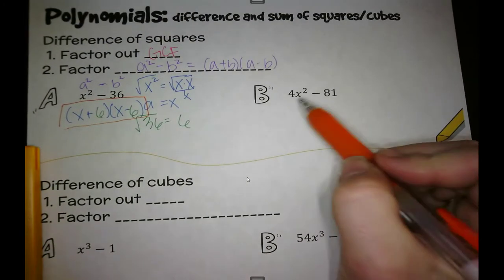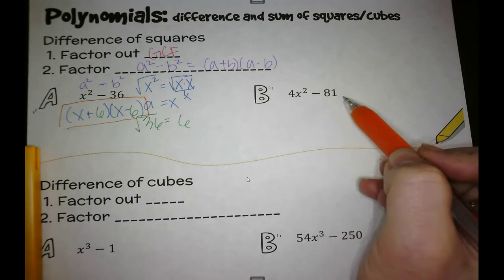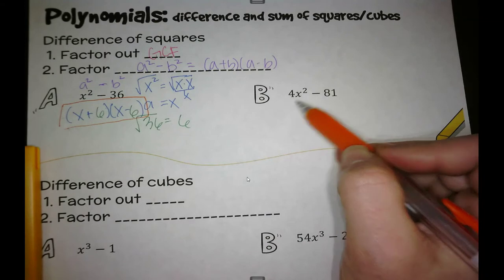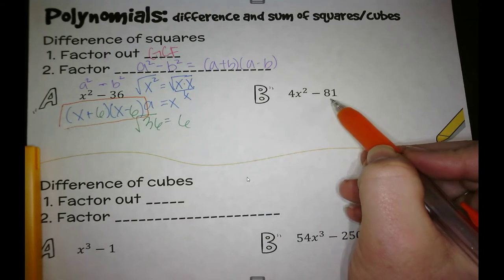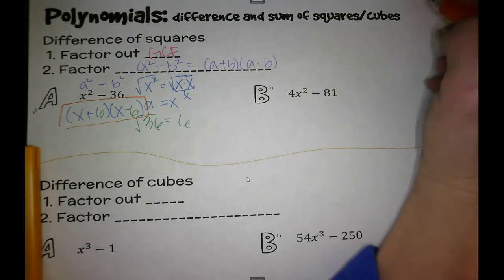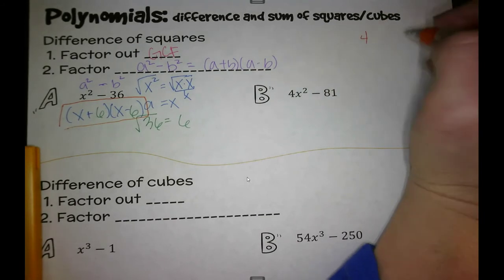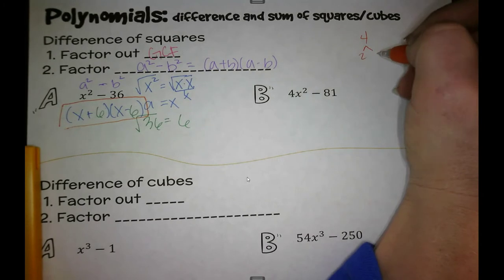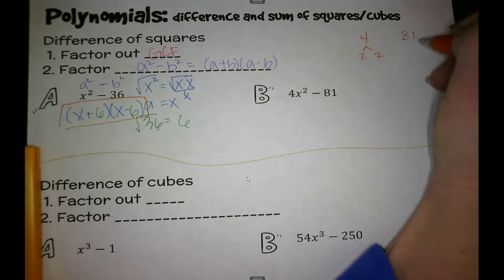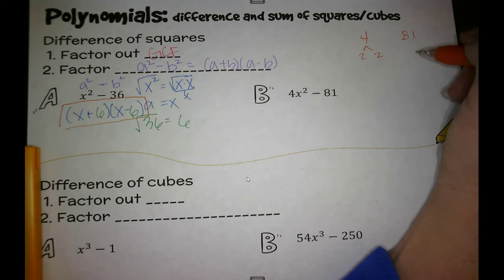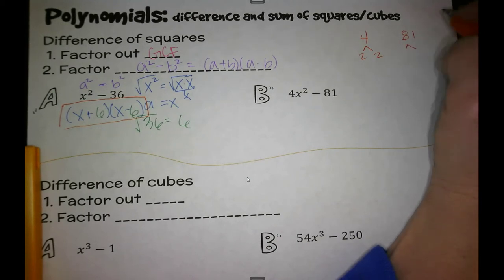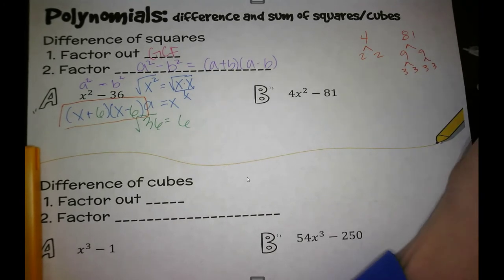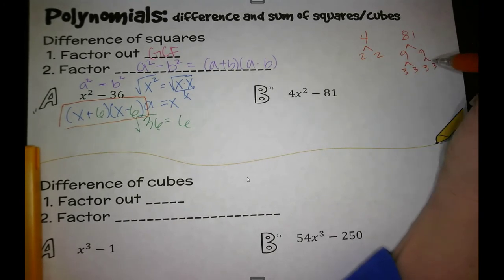So let's look at this example. We got a 4 here. Well, let's see. Do we have a GCF? Is there a factor that goes into 4 that also goes into 81? Let's look. Factors of 4 are 2 and 2. And 81 factors are a bunch of 3s and 9s. So there's no common factor, there's no GCF.